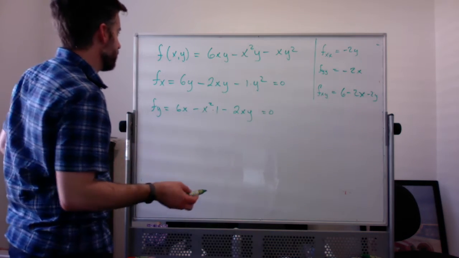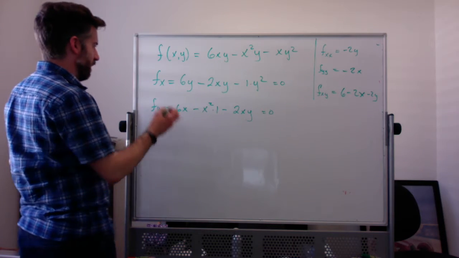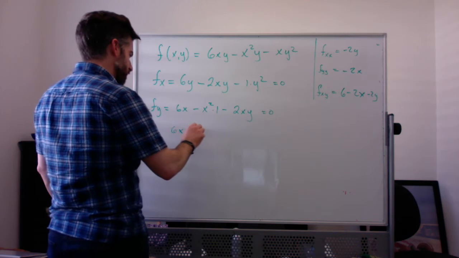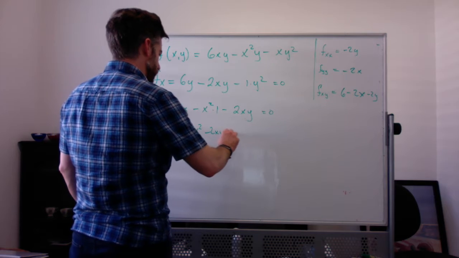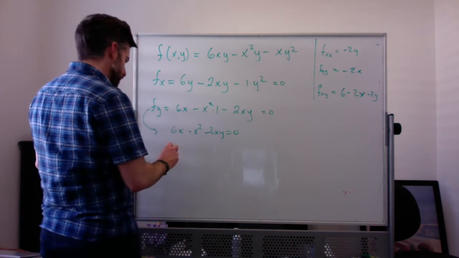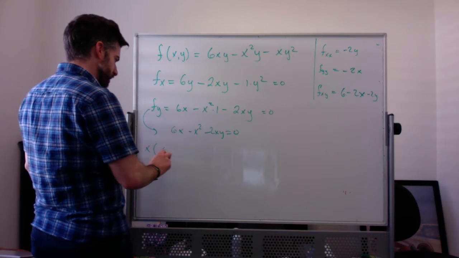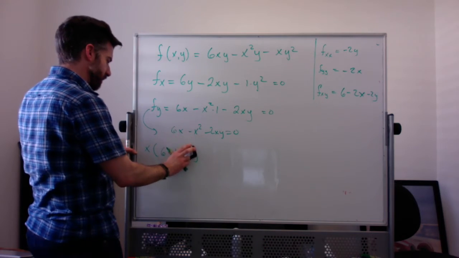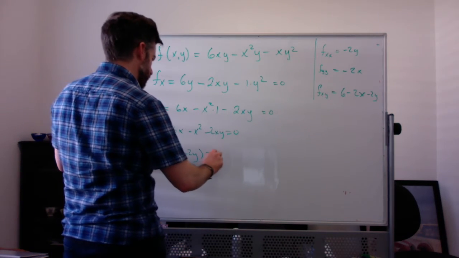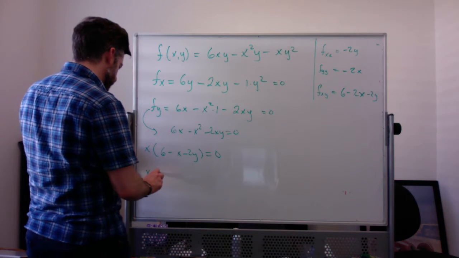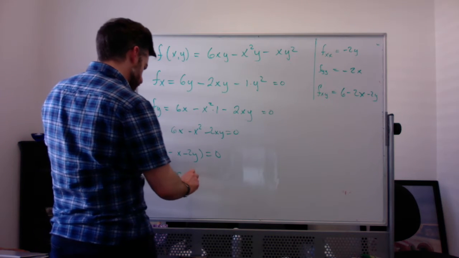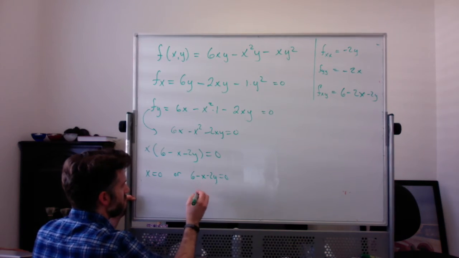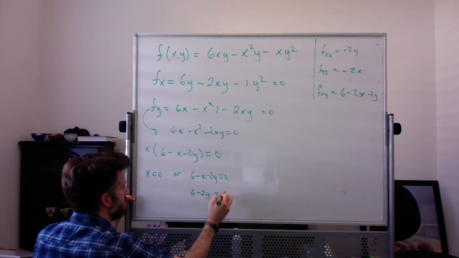Okay, so let's find the critical points. We're going to set these each equal to 0, and it's actually going to get kind of messy. Let's deal with the second one here. So I've got 6x minus x squared minus 2xy equal to 0. And here it makes sense to factor out x. So I've got x times 6 minus x minus 2y equal to 0. So I've either got x equal to 0 or 6 minus x minus 2y equal to 0, which is easiest if we say that's going to turn into 6 minus 2y equal to x.